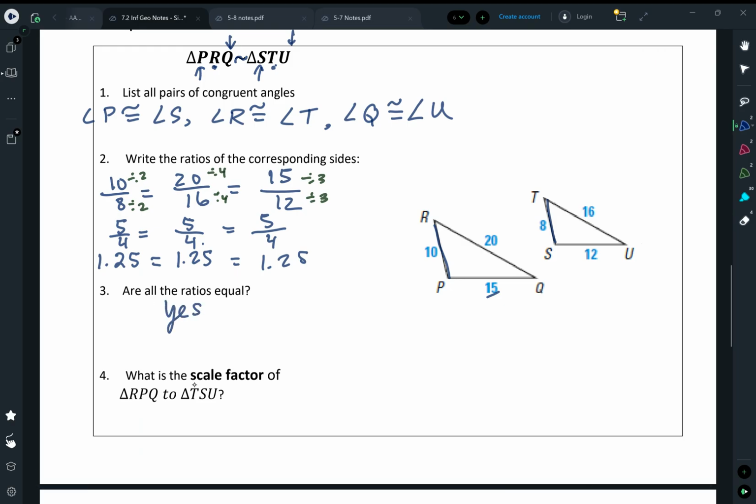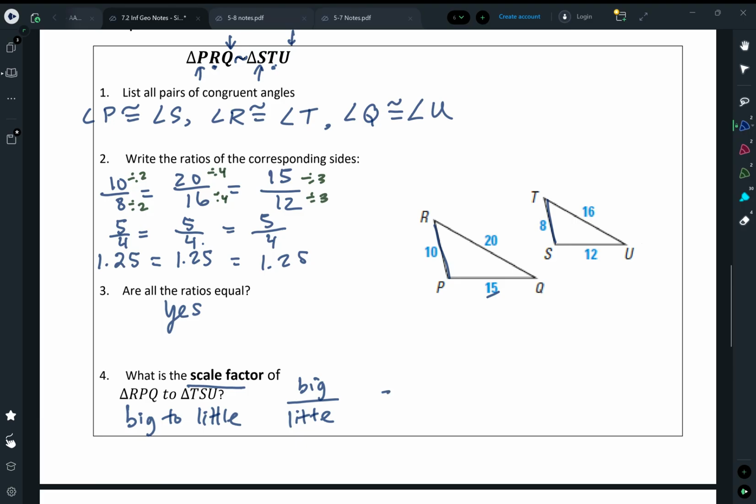And then it says, what is the scale factor? So that's like what I would multiply one shape by to get the other one. So if I want RPQ to TSU, I always want to think about, is that the big to the little or the little to the big? And RPQ is the one with the bigger numbers. So I'm going to write big to little. And remember, whatever we write first in one of these statements is what's going to go in the numerator. So that means I want to have big over little like that. And that's what we already came up with.